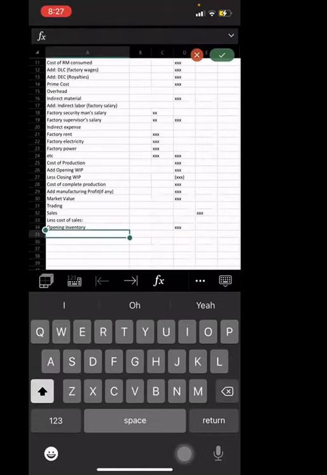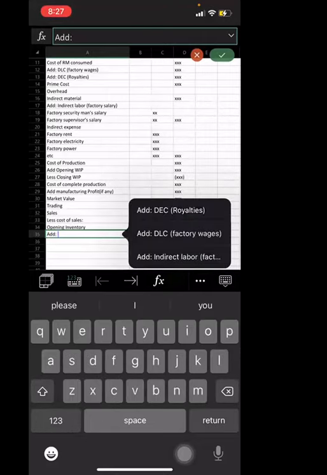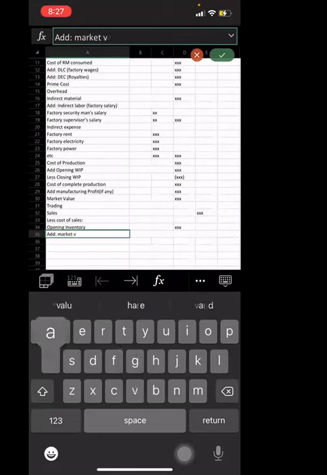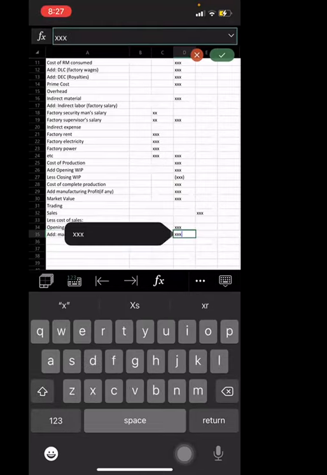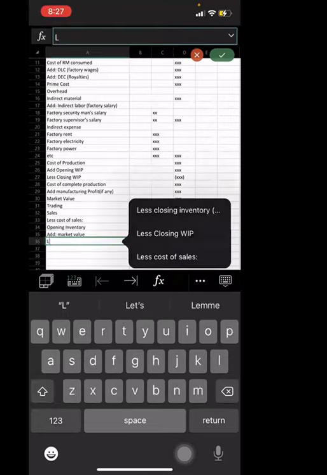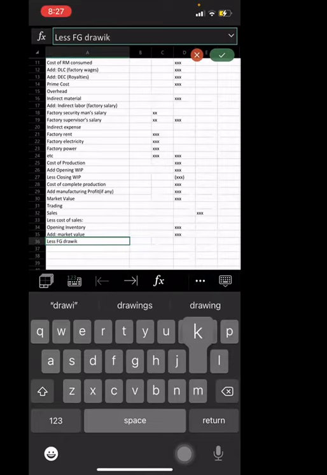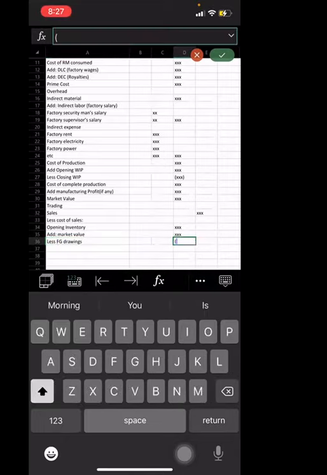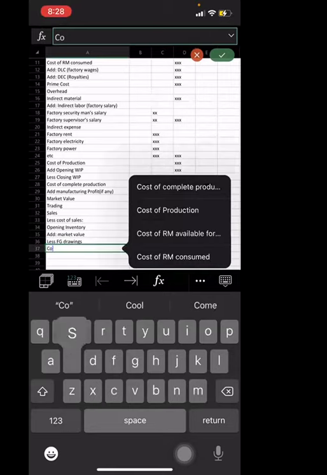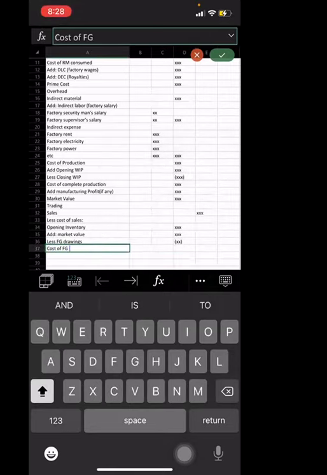And then we add market value. When goods are transferred based on market value, we add market value. If it's based on cost, we add the cost. We add market value here. If there are any finished goods drawings, we deduct them. We deduct FG drawings, and we have a cost of FG. FG is finished goods.